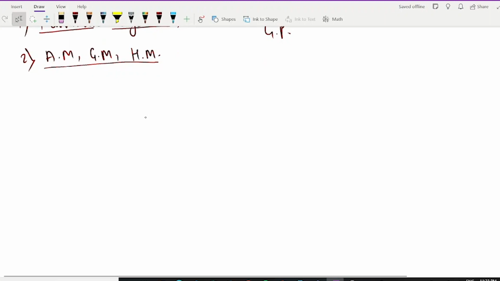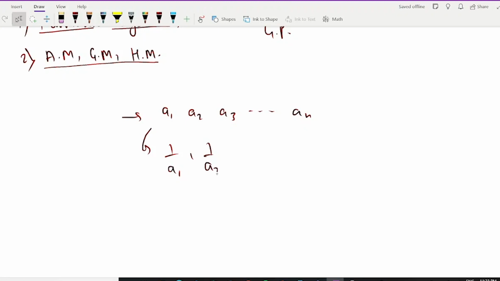So if we have a sequence a1, a2, a3, dot dot dot an, such that the sequence 1 by a1, 1 by a2, 1 by a3, dot dot dot 1 by an is in AP or arithmetic progression, we can say that this sequence is in harmonic progression.